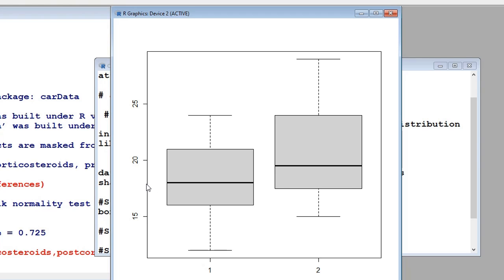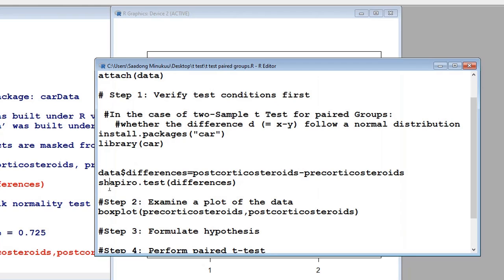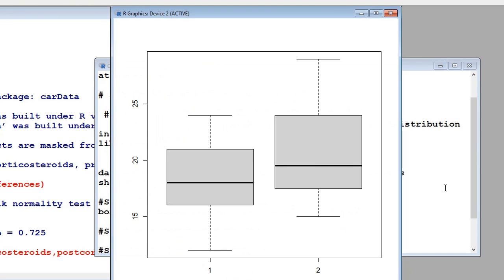of the pre-corticosteroid group. If the box plot is still not clear for you, this is actually the minimum, this is the first quartile, this is the median or the second quartile, this is the third quartile, and this is the maximum. So you can see that the median here is above the median of the pre-group. The post-group median body mass index is above the median body mass index of the pre-group.